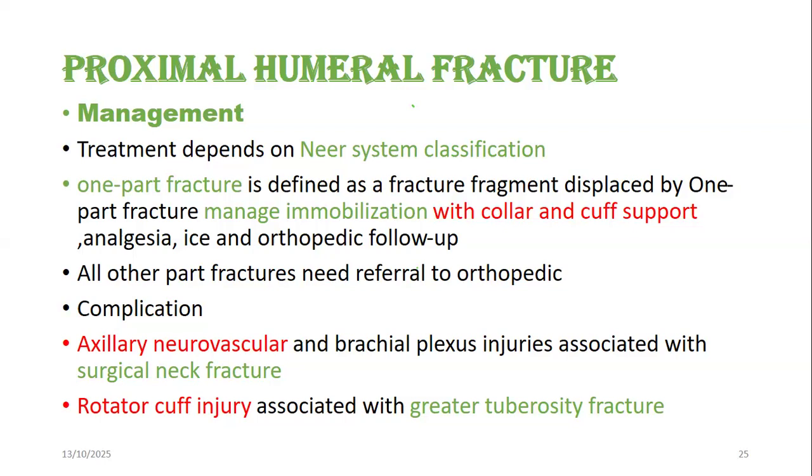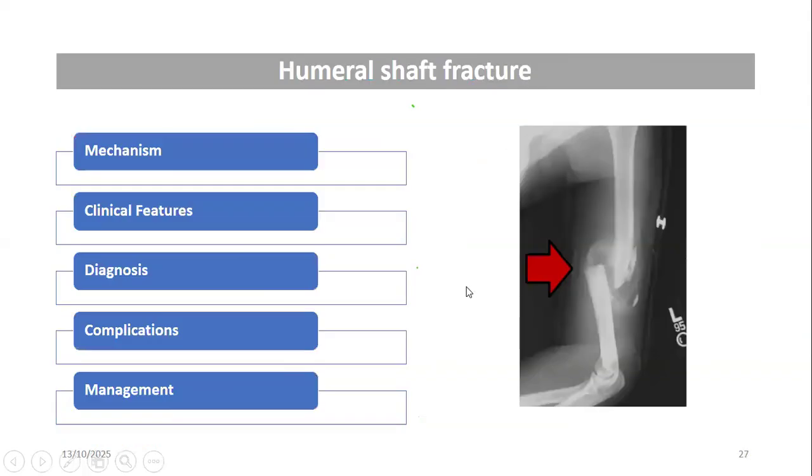If it is one part, only one part is fractured, then you will do conservative management. If it's two part, three part, multiple comminuted, then you will refer to orthopedics. How will you immobilize? That's very important, with collar and cuff support, and it has been asked previously. So one part fracture, you will immobilize, and then you are going to refer to the orthopedic department. So we discussed surgical neck, axillary nerve involvement, and rotator cuff.